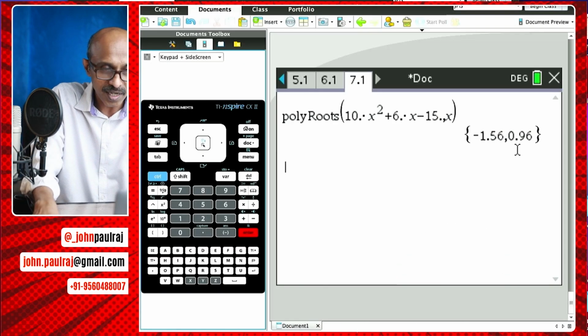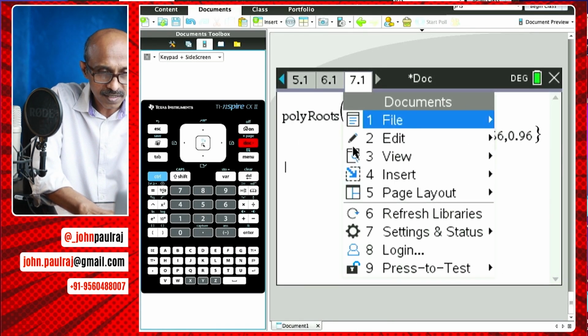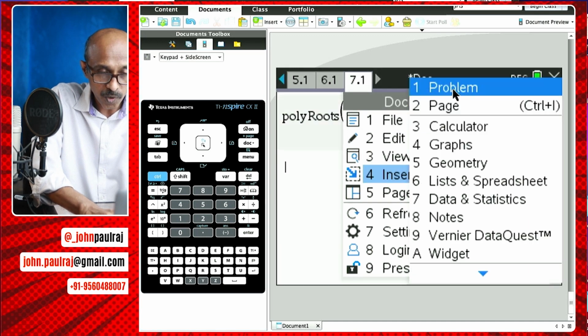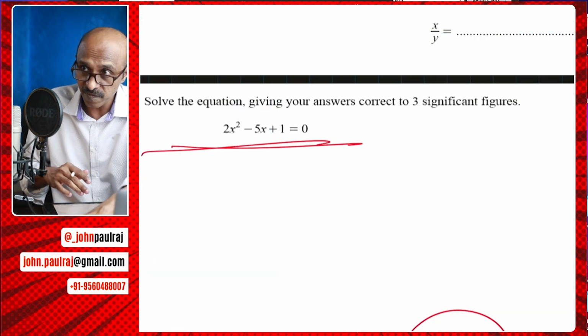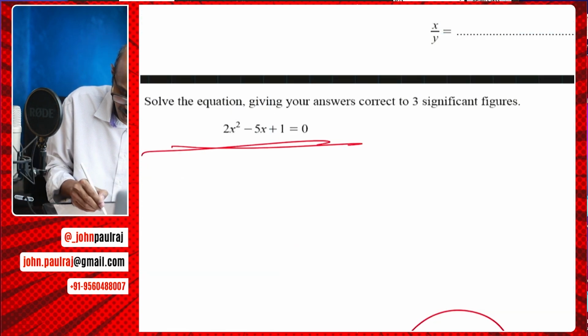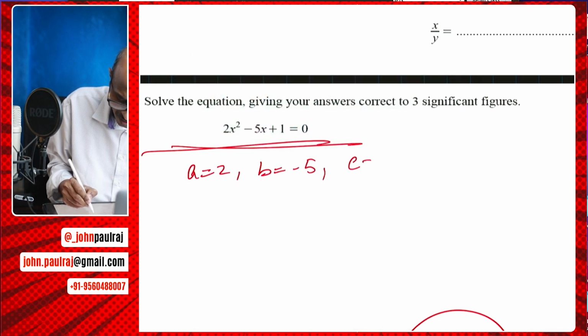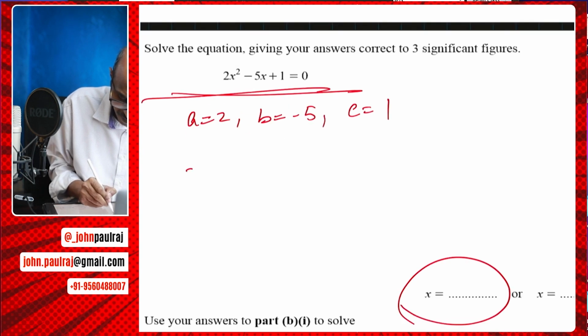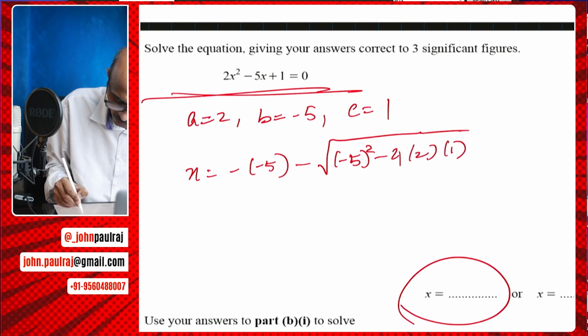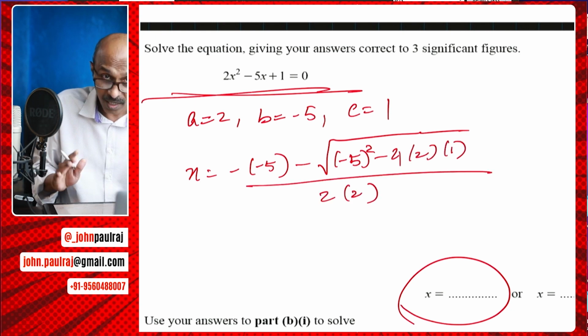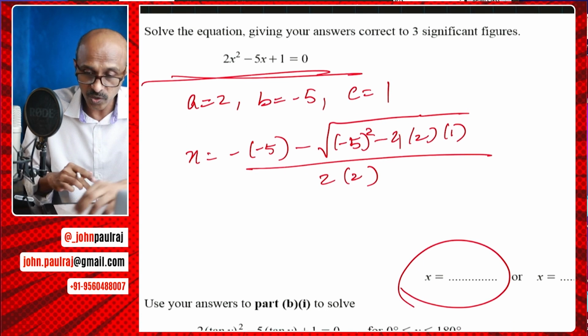So what I'm going to do is just go to the calculator and insert a new problem, calculator page, and we are going to solve this quadratic, okay? This particular quadratic first. But like I said, first write it down as a is 2, b is negative 5, and c is 1, right? So we have the values of x is negative of negative 5 plus minus square root of b squared minus 4 times 2 times 1 over 2 times 2. This much you have to write, you have to show the working, all right? And then you can use the calculator option.